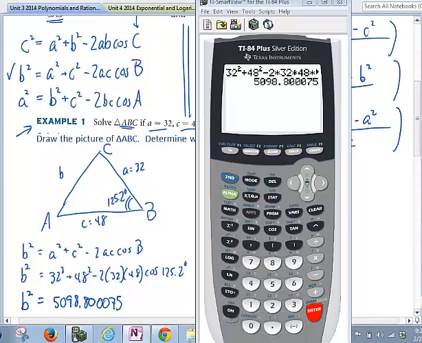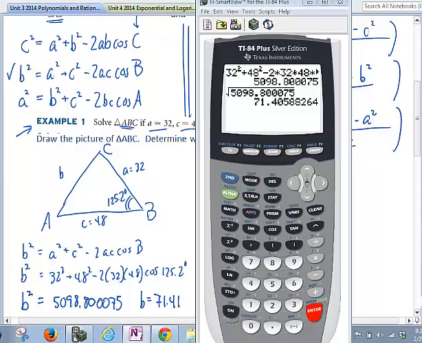5,098.800075. And I want to show you something interesting. We want to take the square root of this. So I'm going to hit the square root button. It's waiting for a value. So I can just arrow up on the TI calculator, hit enter, and it will put in the whole value that was calculated, so I don't have to worry about typing that whole value in again. So take advantage of that. And now my answer for b is equal to 71.4. I'm going to round off to 2 decimal places.